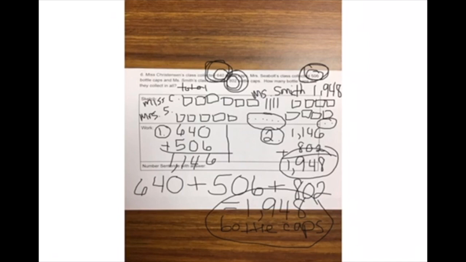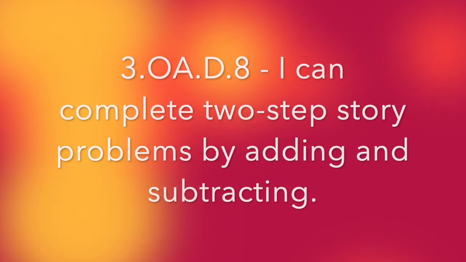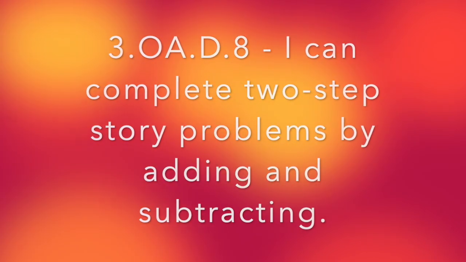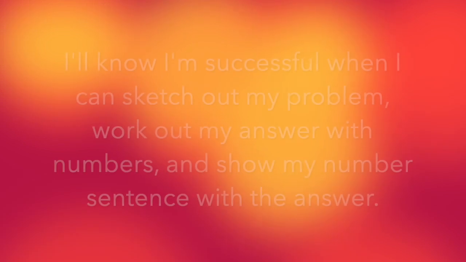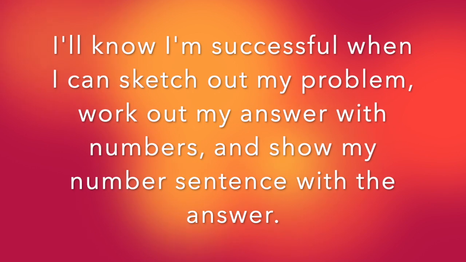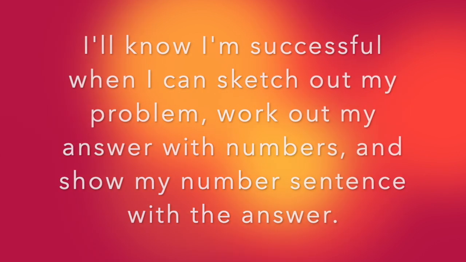All right, so that is an example of a story problem or a word problem today. Please make sure you are sketching, working out your answer with numbers, showing your work, and writing your number sentence with your answer and label. Good luck today. So remember, your learning target today is I can complete 2-step story problems by adding and subtracting. And you'll know you're successful today when you can sketch out your problem, work out your answer with numbers, and show your number sentence with the answer.